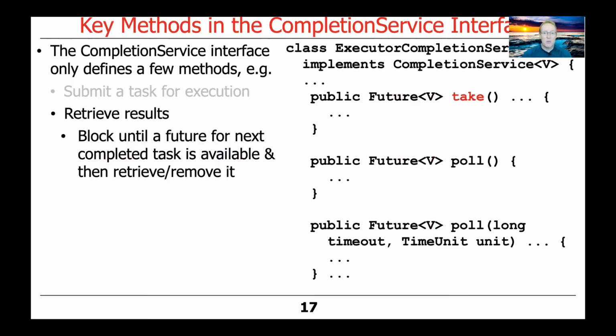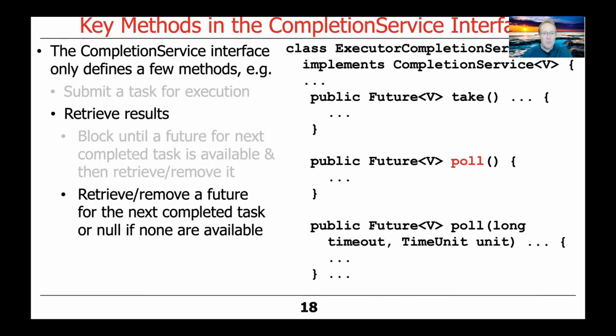So take blocks until a future for the next completed task is available, and then it retrieves and removes it. Poll, or the version of poll that takes no parameters, will retrieve and remove a future for the next completed task if there's one available right when you call poll, or it'll simply return null if there are no results at that point.